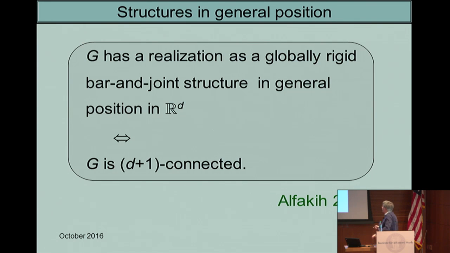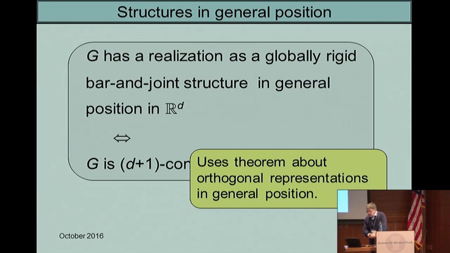And there's a nice recent theorem by Alpha-Kich which says that G has a realization as a globally rigid bar and joint structure in general position in R^D if and only if it is D plus 1 connected. The proof uses the theorem about orthogonal representations in general positions I mentioned earlier, but you should notice that it's a non-trivial way of using it, because here we are talking about D space and D plus 1 connectivity, and there we have D space and n minus D connectivity. So there is some dualization involved. Actually, it uses a Gale dual construction, but let me not go into the details.